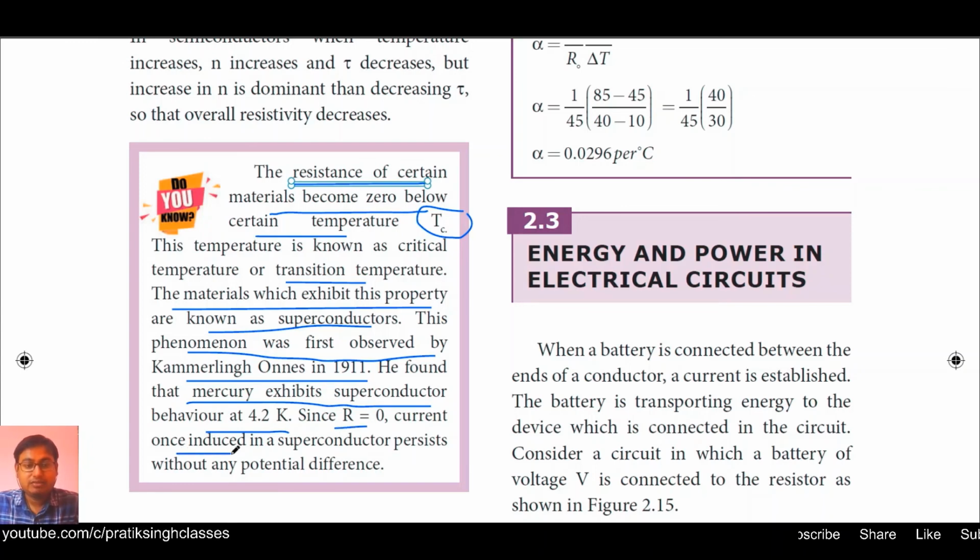Current once induced in a superconductor persists without any potential difference. That means from one position to another, current will flow, but there will be no change in the potential. The potential difference is equal to zero between two points of any superconductor at a certain temperature, and that temperature is called the critical temperature.